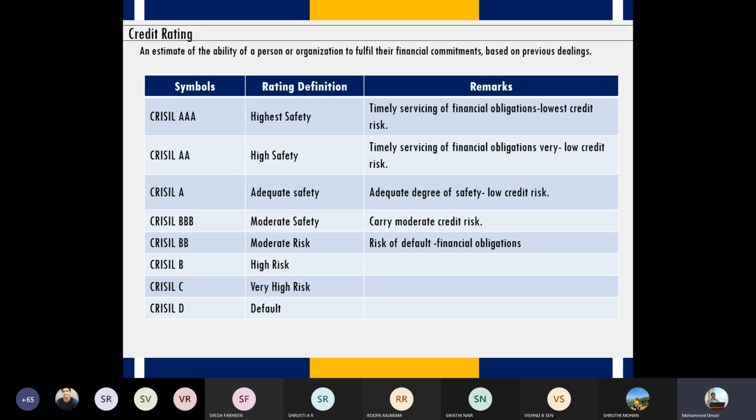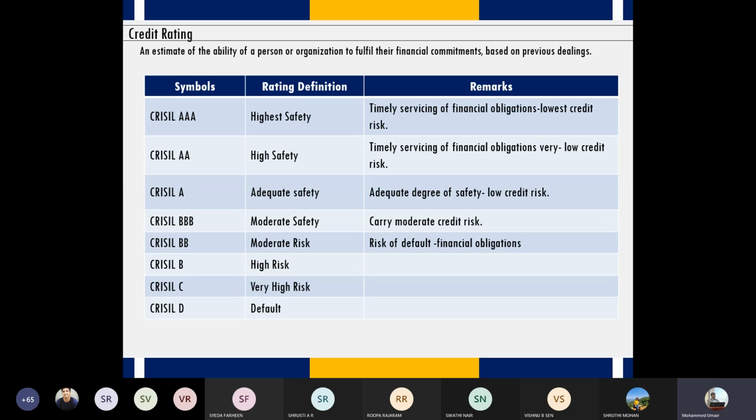CRISIL is one of the leading credit rating agencies, and CRISIL has developed this ranking mechanism. If CRISIL gives triple A, it represents highest safety, which means the company will never fail in paying the interest on time. That means timely servicing of debt is 100% assured, right? CRISIL does not give assurance, it just gives rating. So you have to understand that the company's financial position is very strong, so it will never default on your money, and neither will it fail to pay your interest.